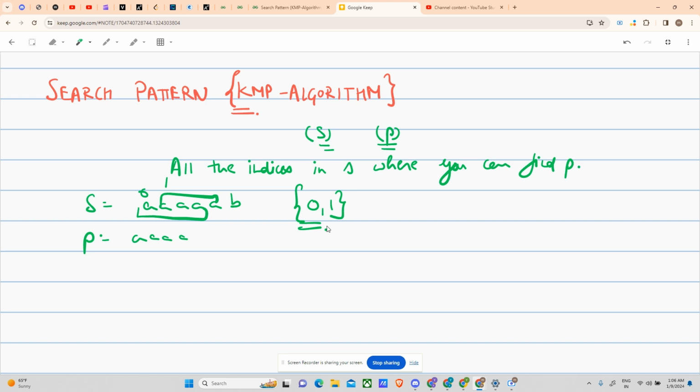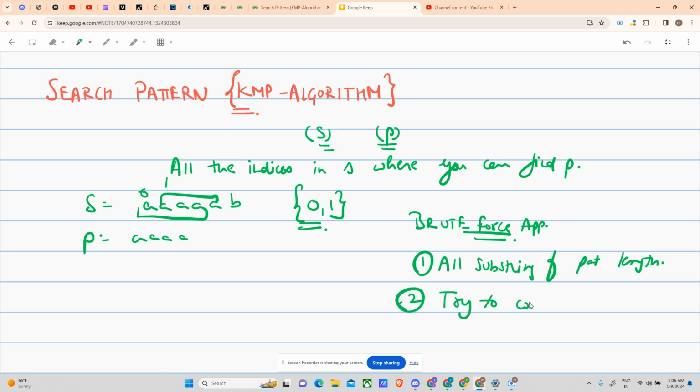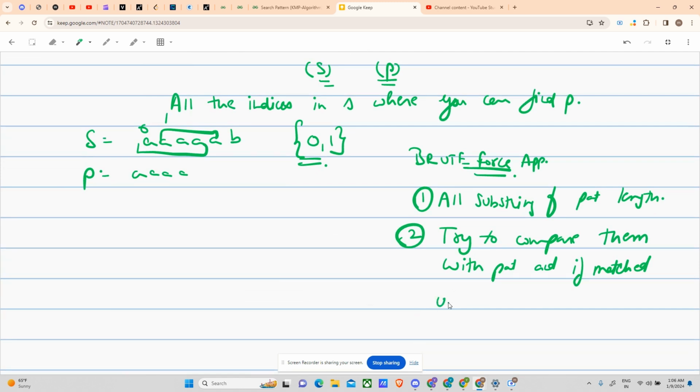Okay. So without wasting any time, let's move to the brute force approach. What is the brute force approach? Calculate all substrings of pattern length, compare them with the pattern, and if matched, update your answer. Else, move to the next substring. So the brute force approach is to find all the substrings and then compare them with the pattern.